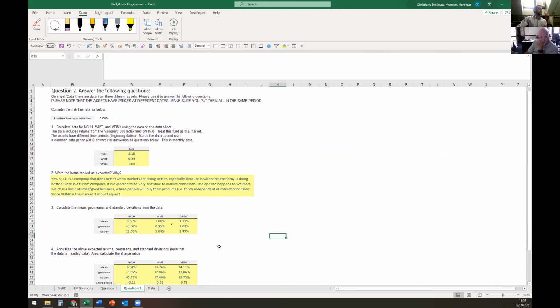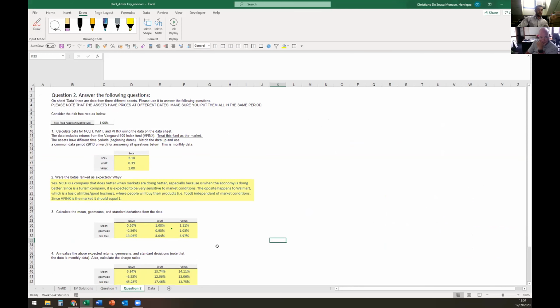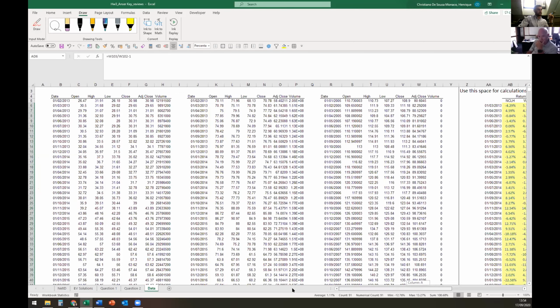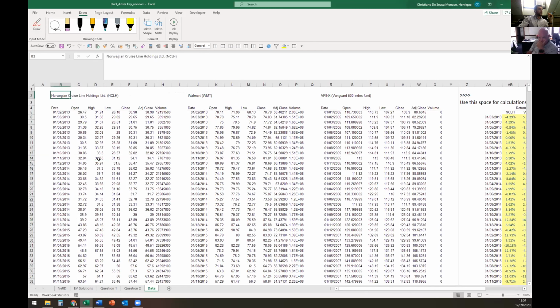For question two, we introduced a new concept called beta. And it's very important again to get the intuition behind it. There is also the formula to calculate it, but the intuition is more important, right? So we gave here in the data three assets: Norwegian Cruise Lines, Walmart, and Vanguard 500 Index Fund.